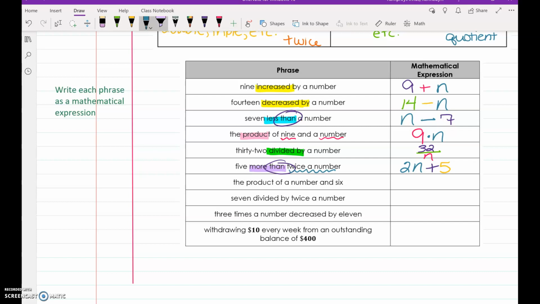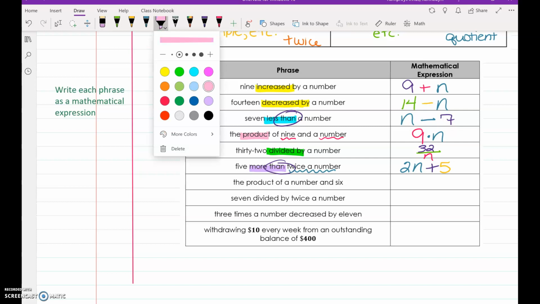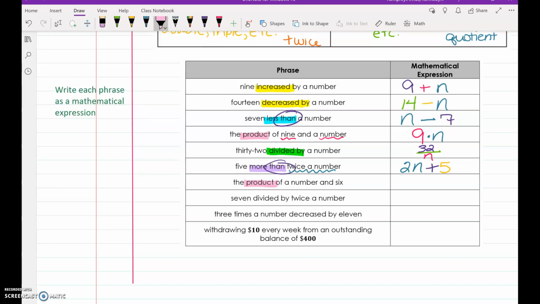All right, the product. So we're back to product. What did I make product? Pink. So the product of a number and 6. So we're multiplying a number and 6. So 6n. Again, you could have used your multiplication operation like before. I just chose not to.